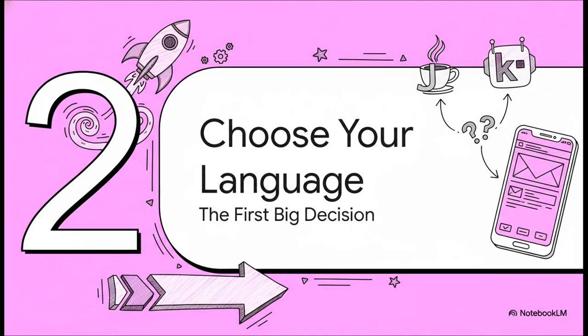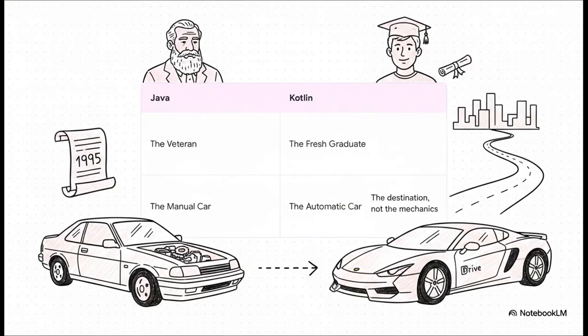All right, your first major decision as a new developer is picking your programming language. Now for Android, it really boils down to 2 main contenders. So on one hand, you've got Java. Think of it as the veteran, the manual car. It's been around forever, since 1995. It's powerful, and it has a massive community behind it. It's super reliable, but it does mean you have to handle more of the mechanics yourself.